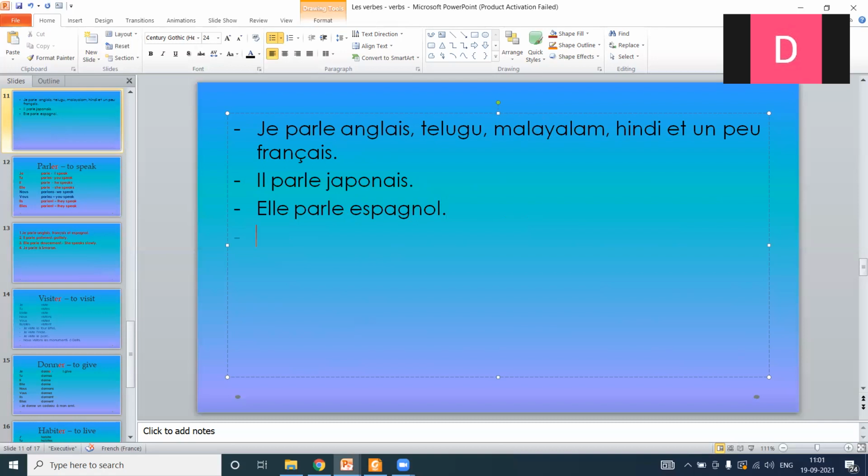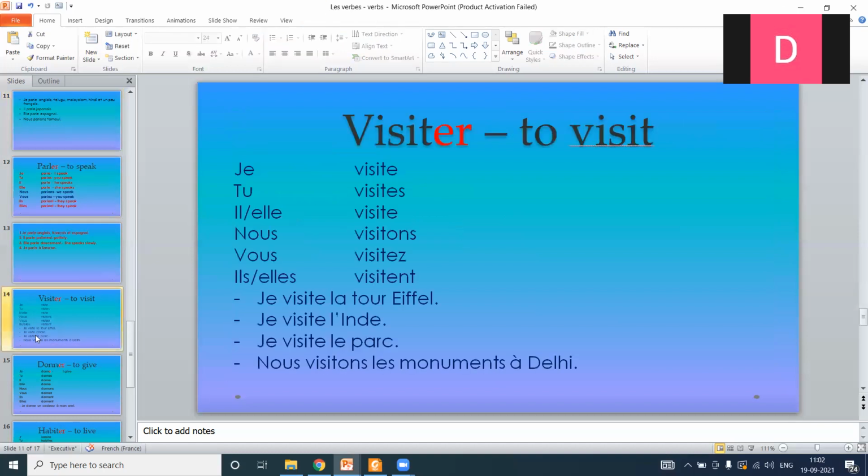So, our Indian languages are the same. All are the same. But Tamil, what will it be? Tamil. Okay. Je parle tamil. I mean, Malayalam, Malayalam. Telugu, Telugu. Kannada, Kannada. Hindi, Hindi. But Tamil, it will be Tamil. Okay. D'accord, Druti? See, 80% of the verbs are ER verbs only. Now we will see visiter.